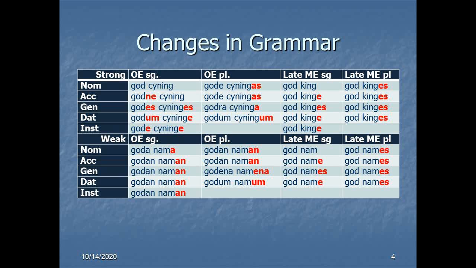But the vowel that used to be there is simply weakened because it is no longer fully pronounced, no longer stressed. And in virtually all cases, as I said, the distinction between weak and strong nouns also is lost, simply because there's no reason to maintain it.